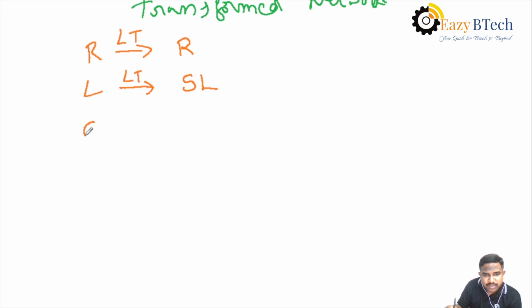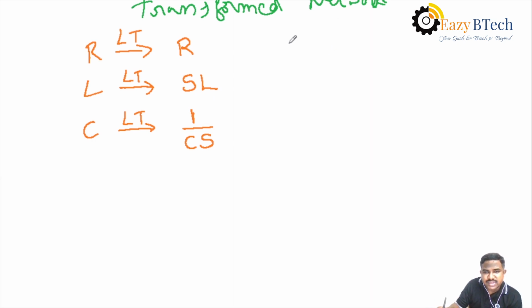Similarly, for capacitance, you have to apply Laplace transformation. It is an integration part. For the integration part, the Laplace transformation is 1 by S. That's why the quotient is 1 by Cs. This is the Laplace transformation of the elements R, L, C. For R, the Laplace transformed is R. For L, the Laplace transformation is S into L. For capacitance, the Laplace transformation is 1 by Cs.